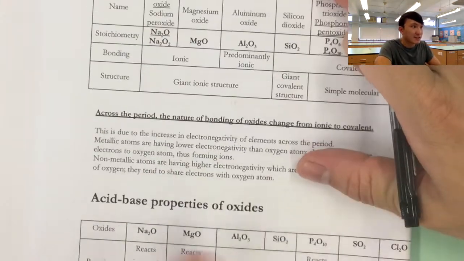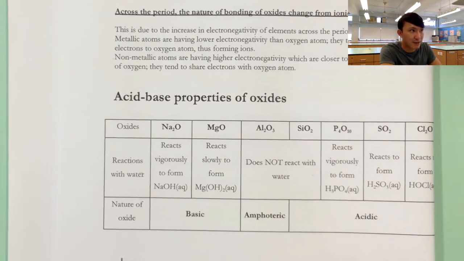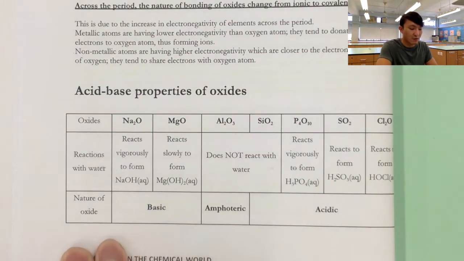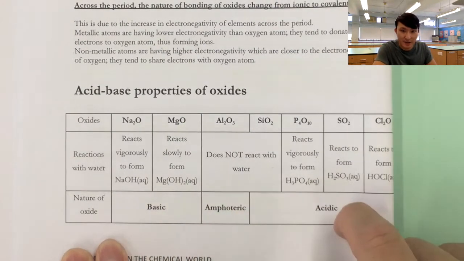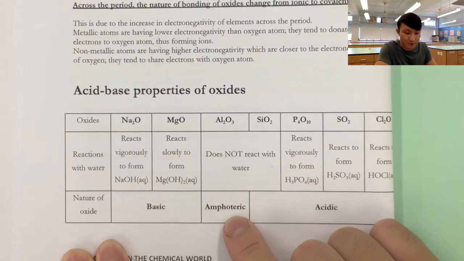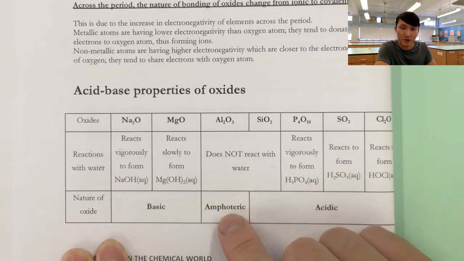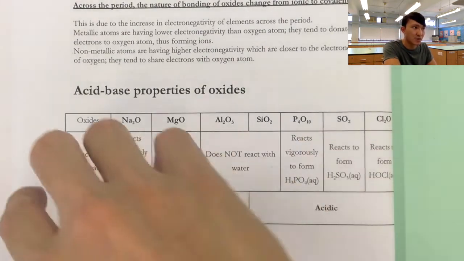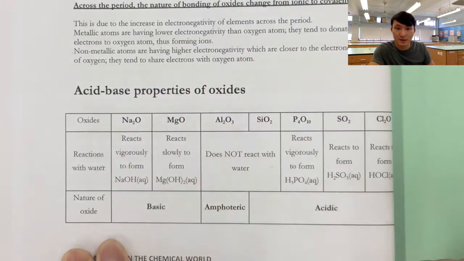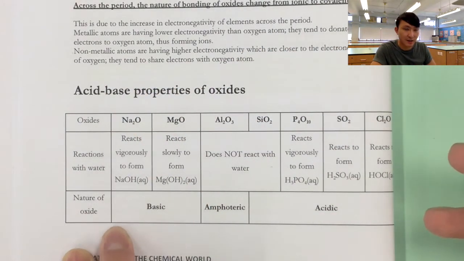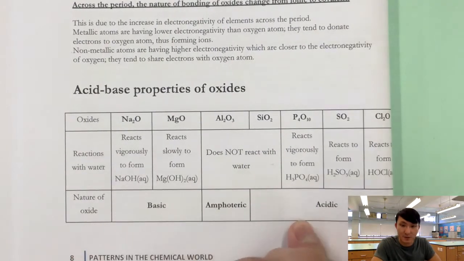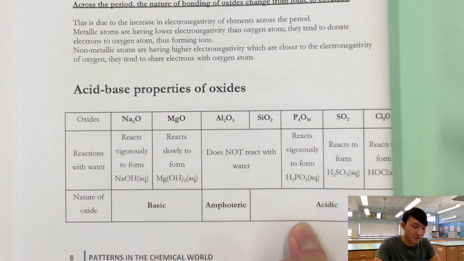Now down here, this one shows you some acid-base properties of oxides. Basically, the oxide changes from basic to acidic. And in the middle here, we have something called amphoteric. I will explain the meaning of amphoteric later. But at least you know, it changes from basic oxide to acidic oxide. Basic oxide means when they react with water, they can form alkali, whereas acidic oxide will react with water to form an acidic solution. Okay?